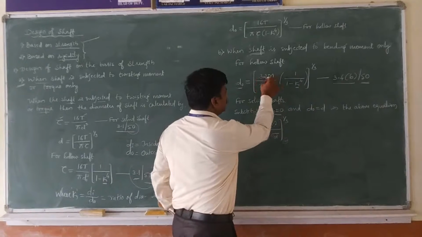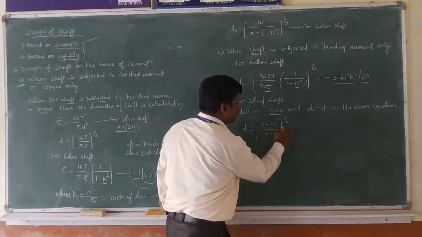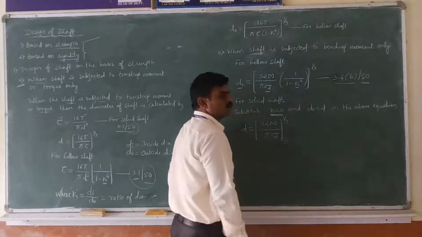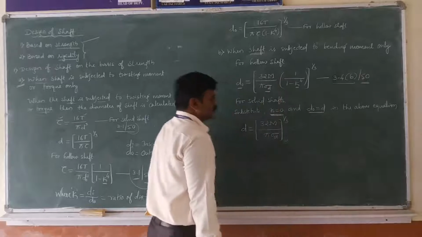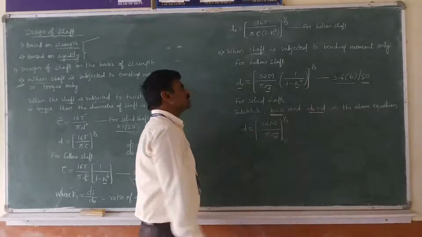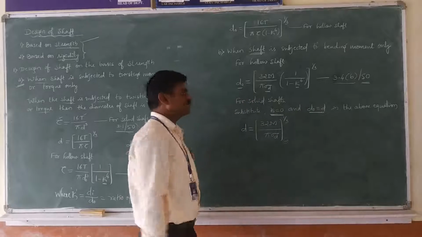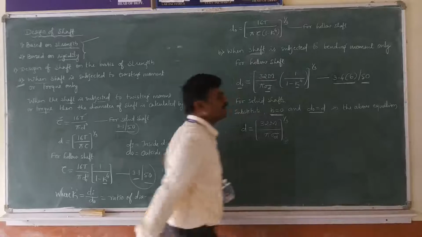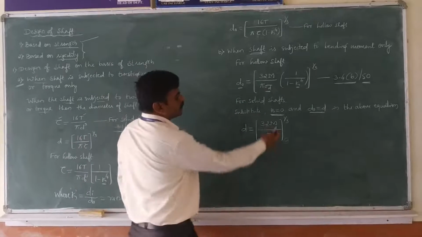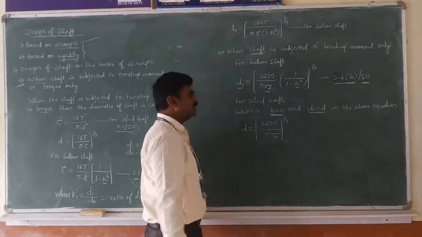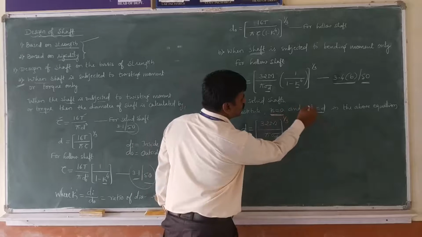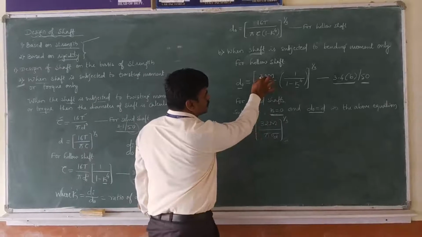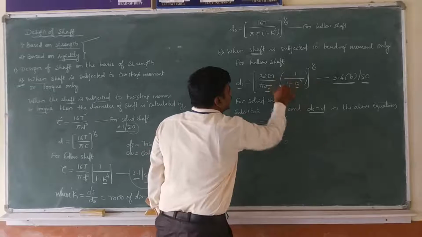So 32M divided by pi sigma d remains as it is. The remaining bracket term reduces to 1 when we substitute k is equal to 0 and d naught is equal to d. Why do we need to substitute these two? Because we have to get the equation for solid shaft. Since the equation is given for hollow shaft, on page number 50, equation number 3.4b, we need to get the equation for solid shaft. When we substitute k is equal to 0 and d naught is equal to d, we get the equation for solid shaft: 32M by pi sigma d as it is, and the bracket term reduces to 1.